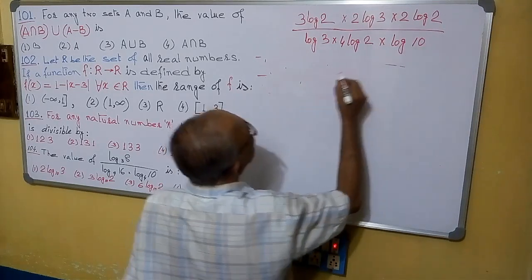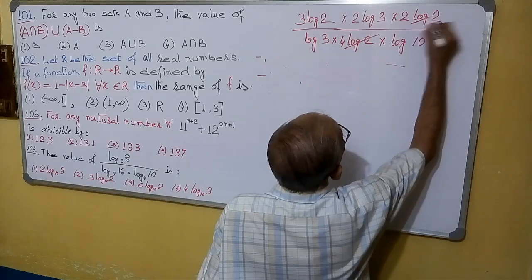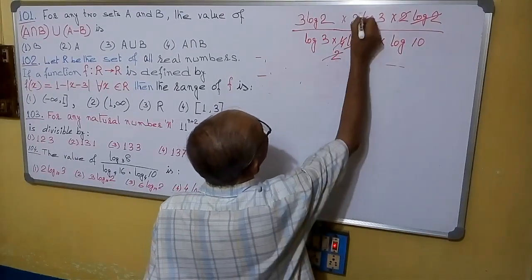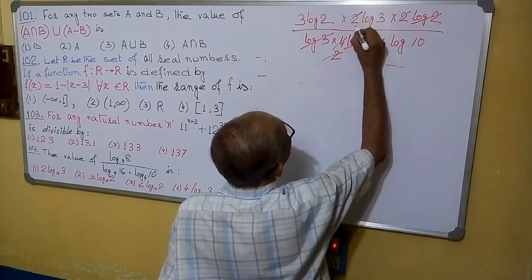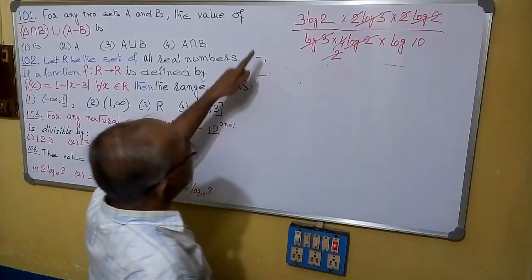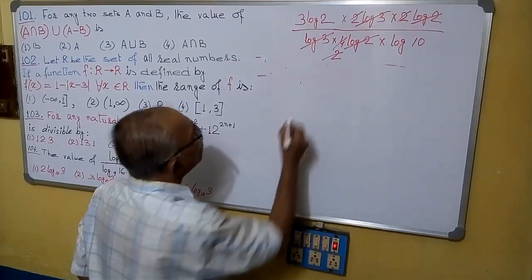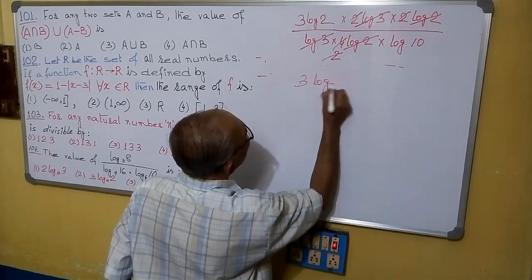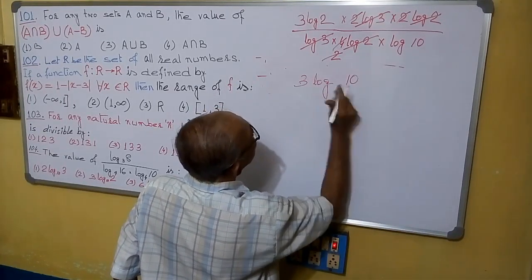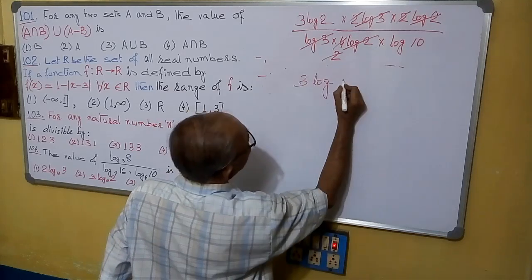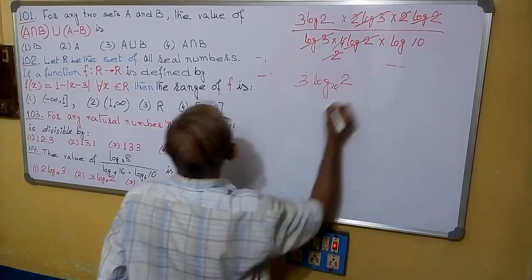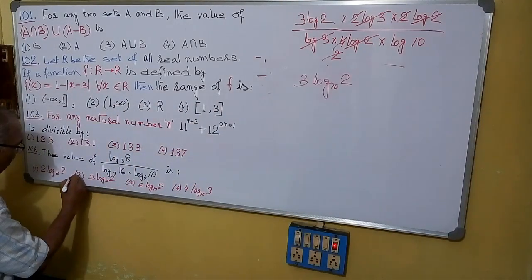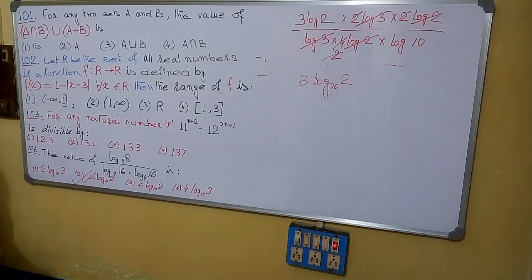So now we can cut log 2, log 2, 2 and 2. These 2, 2 we can cut, log 3, log 3 we can cut. So what remains? 3 into log 2 by log 10. That one we can write as 3 log 2 base 10. So this option is the correct option.